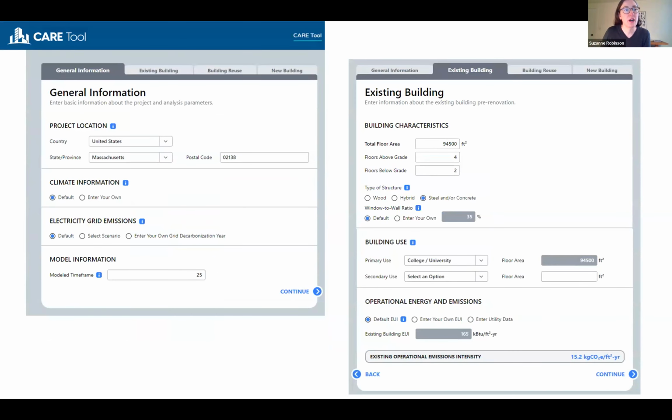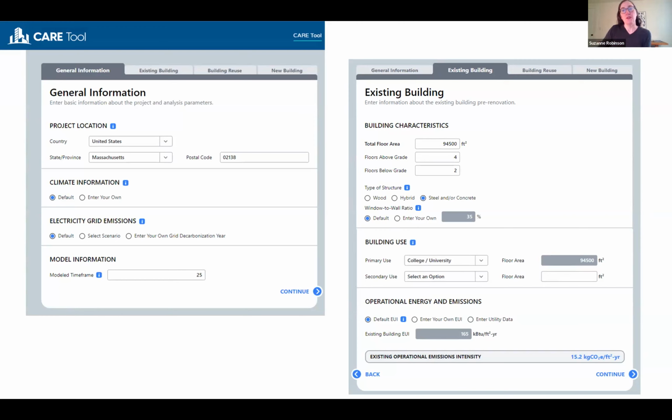So here's some screenshots. What you can see here is the general information about the projects. You put in the location, zip code, you can put in your own grid information if you have that, or you can use default. It does pull from the EIA database of information. And then if you click through each of the tabs, here's just an example for the existing building where you're putting in some basic information around what the parameters were.